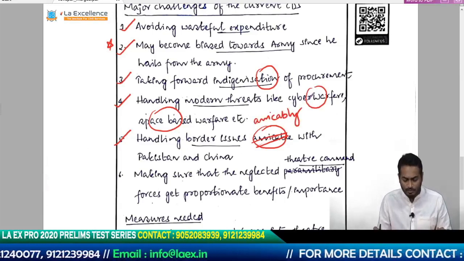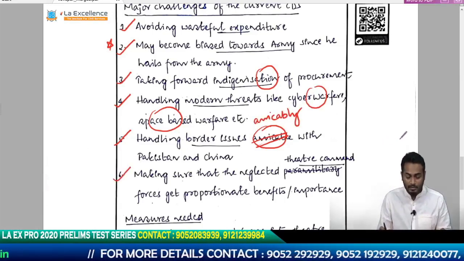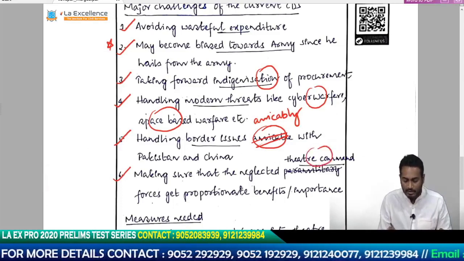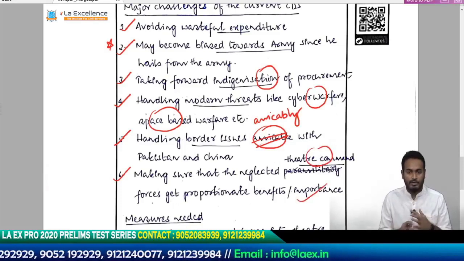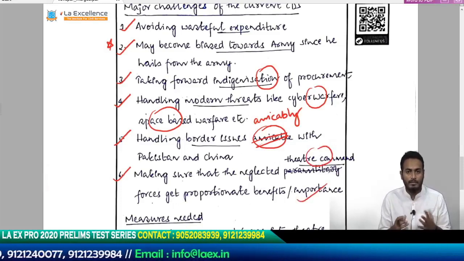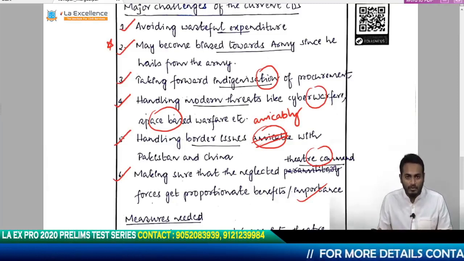So that is a good point. And then he's telling me that he has to make sure that neglected theater command forces get proportionate benefits and importance. So this Andaman and Nicobar theater command, it is important to equip it properly, because it is the closest command to the Indian Ocean region, in which India wants to be a net security provider, and it has been a stated goal of the country.